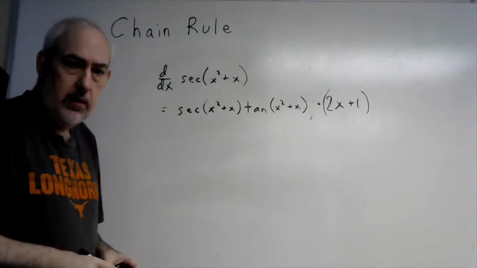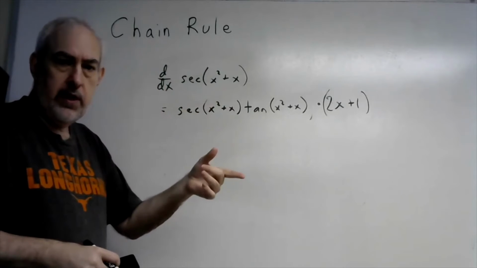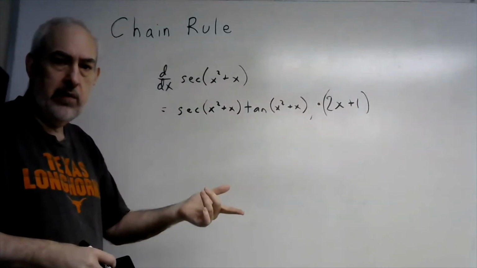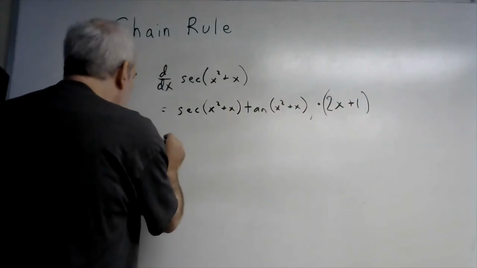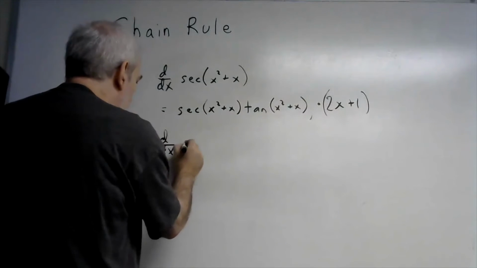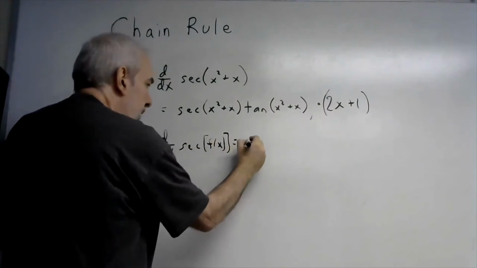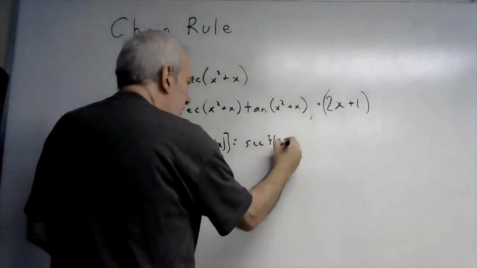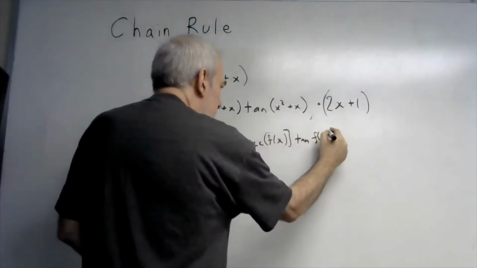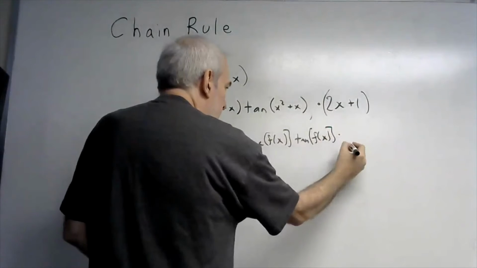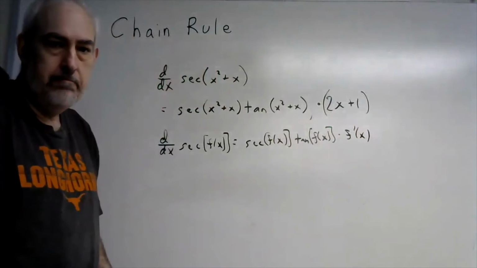So you do have to be a little bit careful whenever your basic derivative function has x's in multiple locations. You're going to have to fill them in with whatever f of x is. So once again, we can write a general rule when you have secant of f of x. The derivative is going to be secant f of x times tangent f of x times the derivative of f of x.